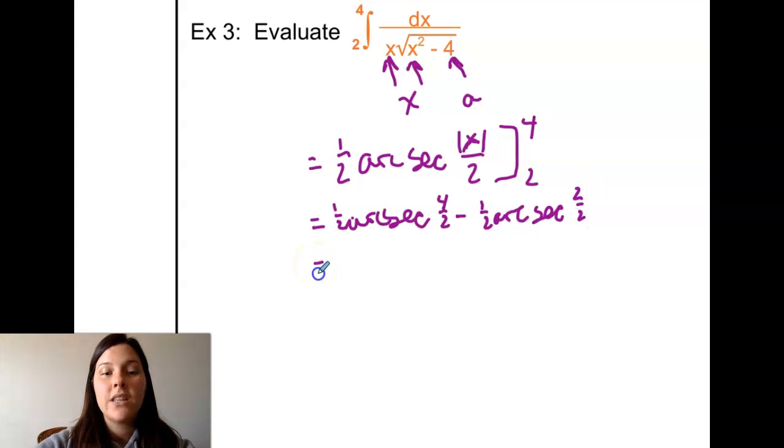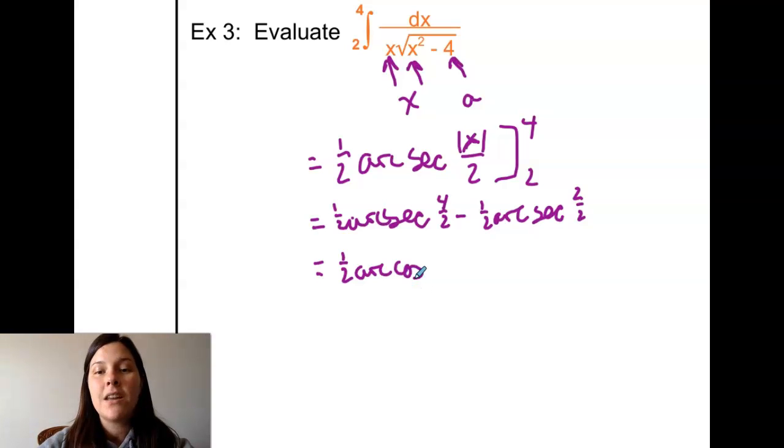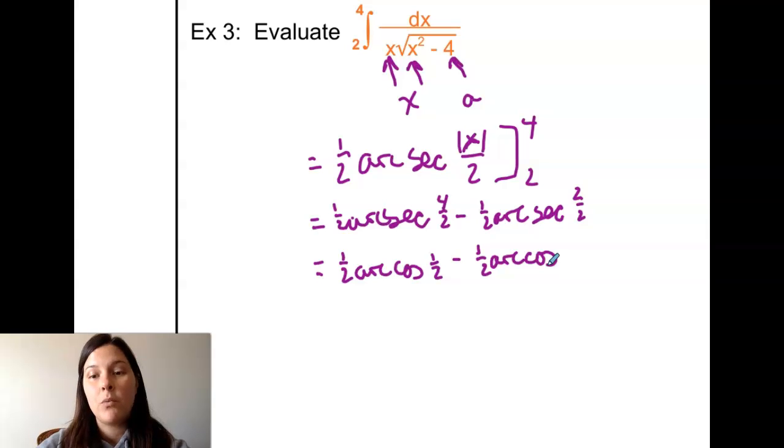In order to evaluate these, we're going to use our arc cosine function. So we're looking for the arc cosine of, flipping that 4 over 2, which is 2, we get 1/2. Minus, same thing for this one, we're going to flip this for arc cosine. Flipping 1, we still get 1.